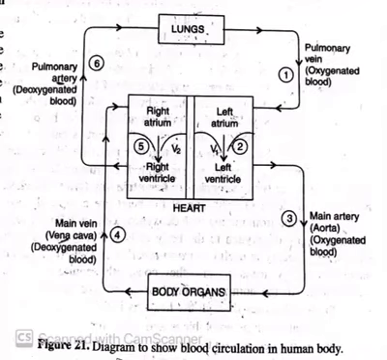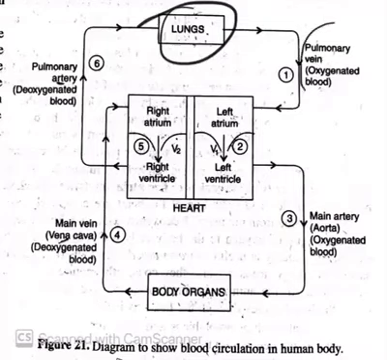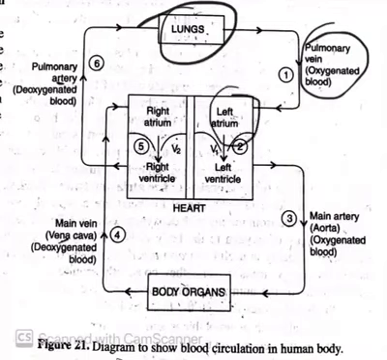So the lungs are here, and from the lungs the blood will get oxygen, and this oxygenated blood, rich in oxygen, will be carried by means of the pulmonary vein. Now also you must recall that the pulmonary vein is the only vein which carries oxygenated blood. All other veins carry deoxygenated blood. So by means of the pulmonary vein, this oxygenated blood reaches the left atrium.